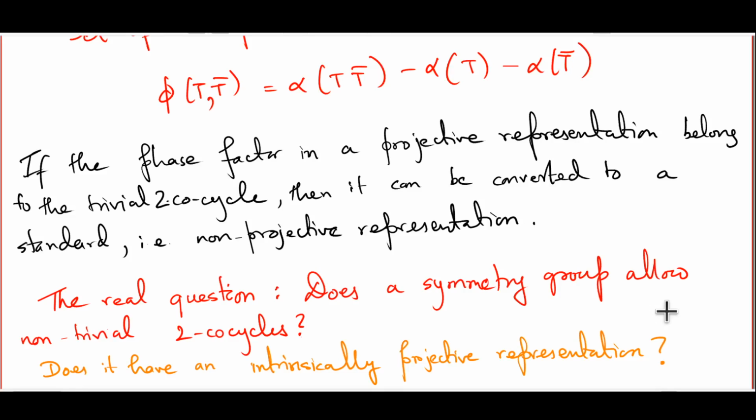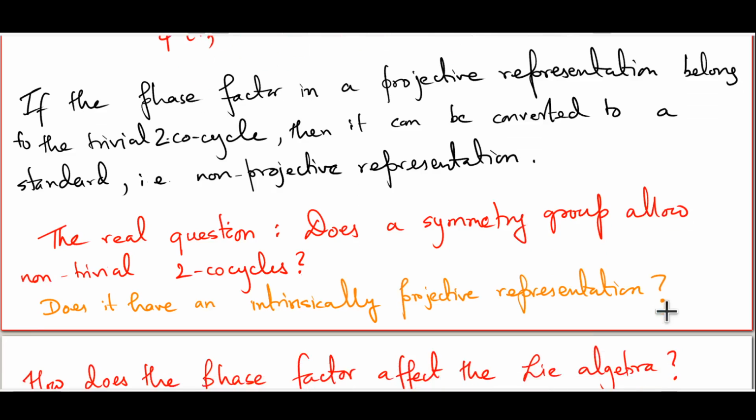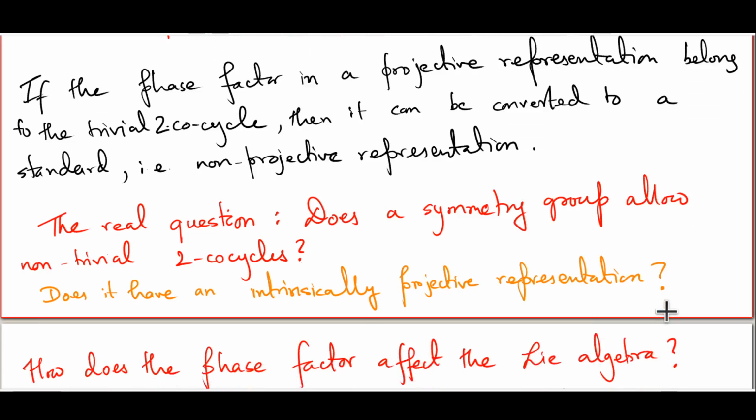But in order to establish this, we had to use the fact that U of T of theta furnished a representation, a genuine non-projective representation of the Lie group. The question that we have now is exactly how does the presence of this phase factor affect the corresponding Lie algebra, the commutation rules between the generators.